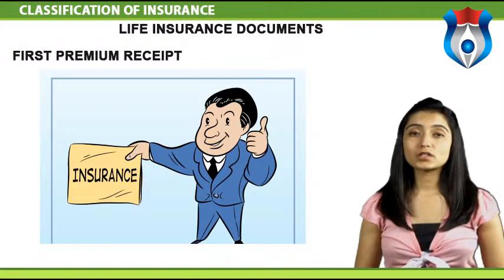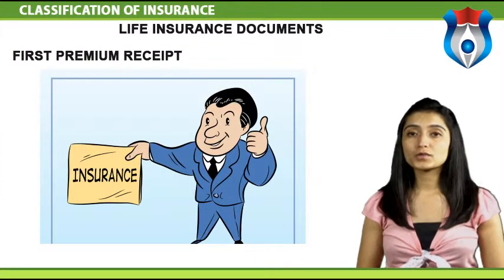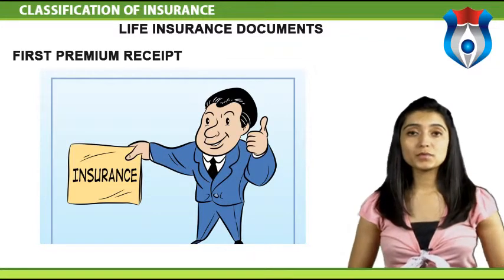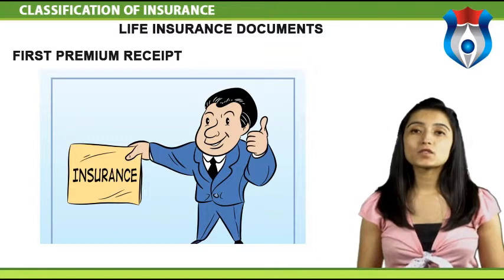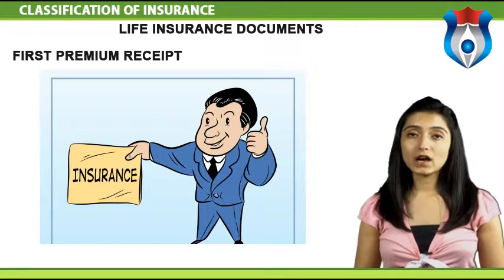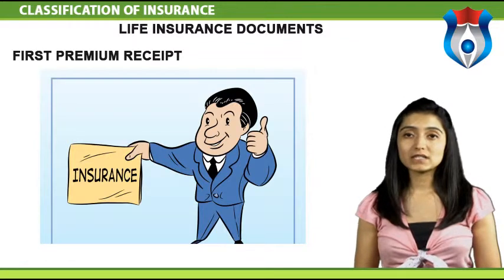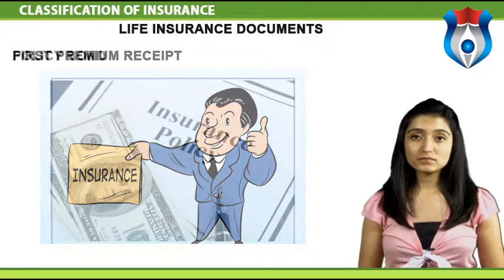The policy bond is sent within 45 to 50 days from the date of first premium receipt to the life assured. The first premium receipt is an important and powerful document on the basis of which the life assured can ask the insurer to issue the policy bond, which is treated as evidence of the contract of life assurance.